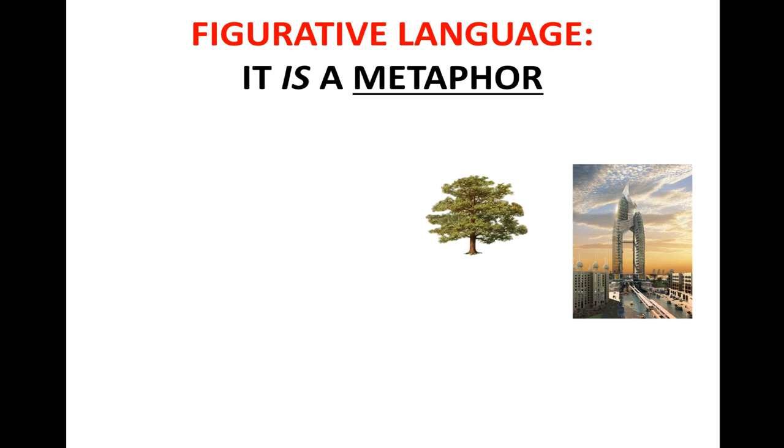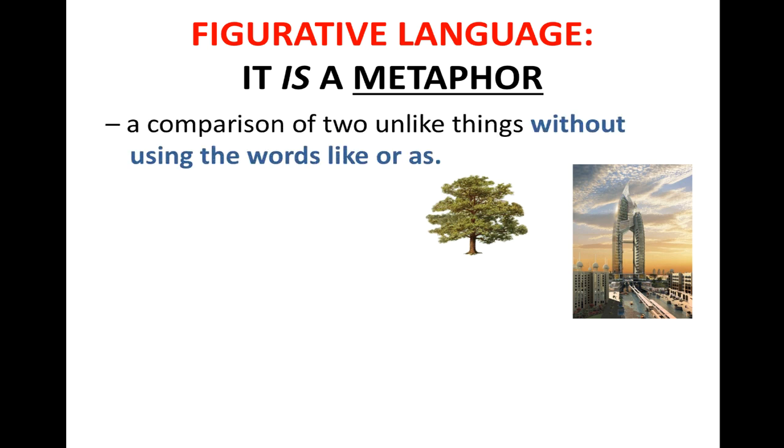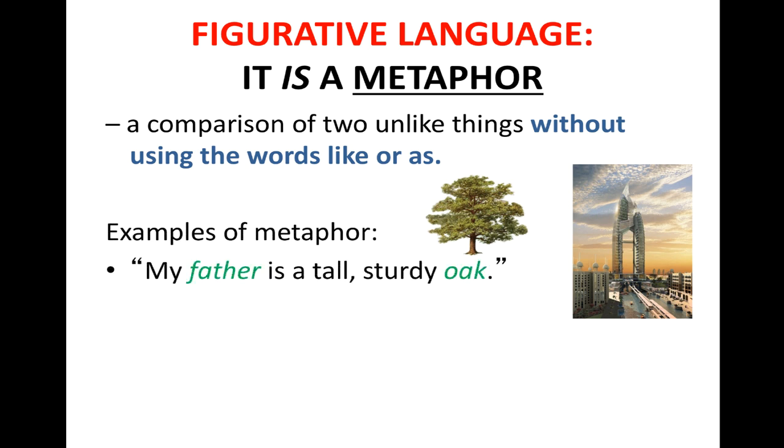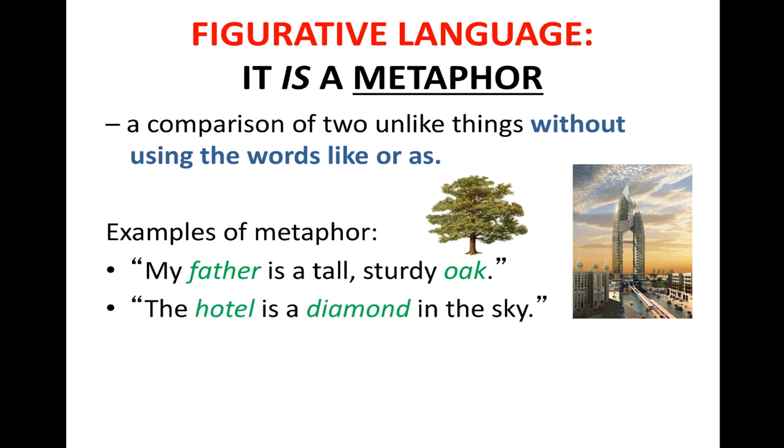The next figurative language is a metaphor. A metaphor is a comparison of two unlike things without using the words like or as. For example, my father is a tall, sturdy oak. The hotel is a diamond in the sky. As you see here, we compared the father and the hotel with an oak tree and a diamond. And we didn't use as or like.